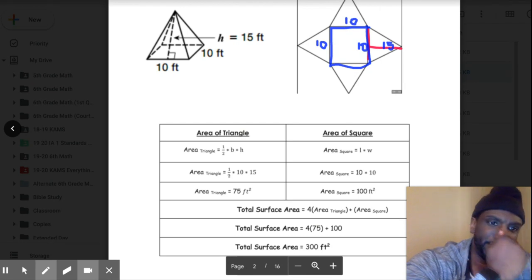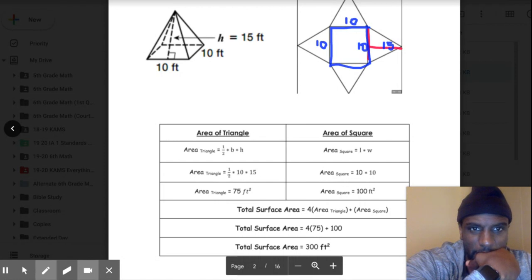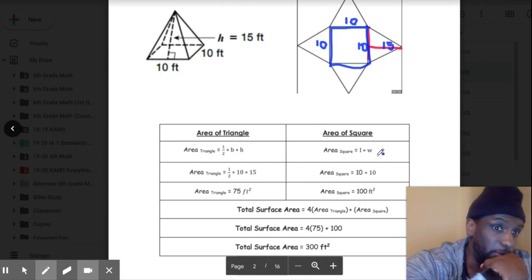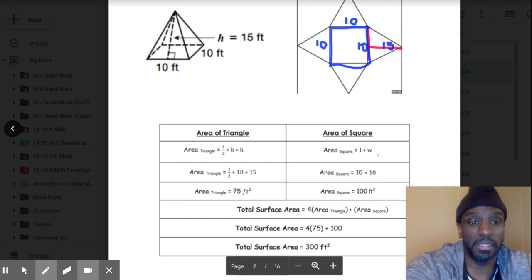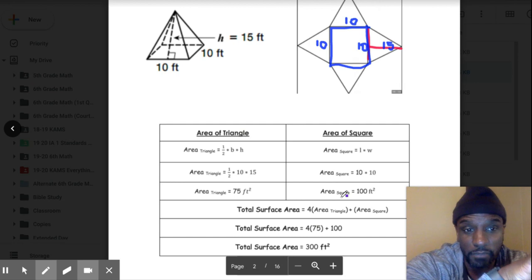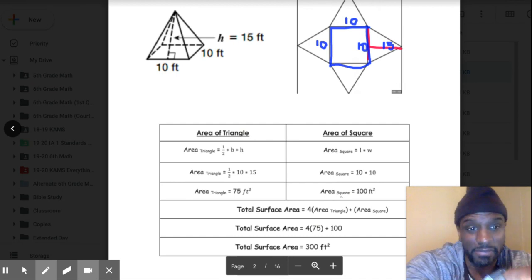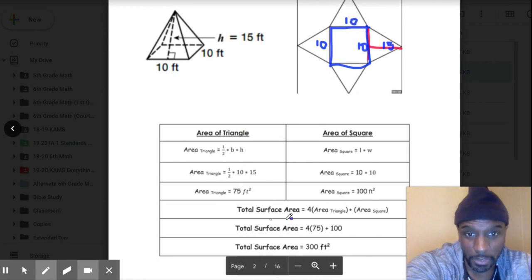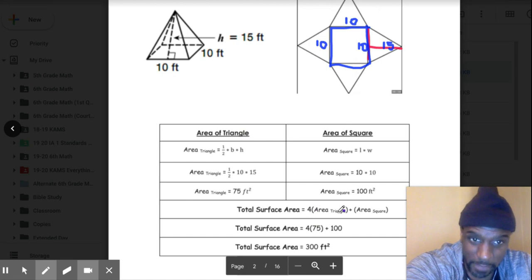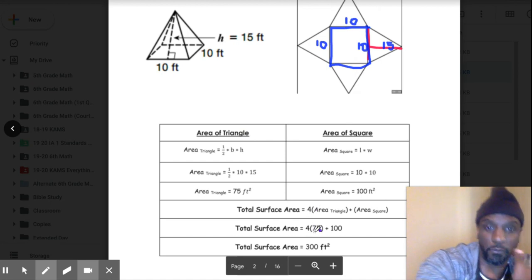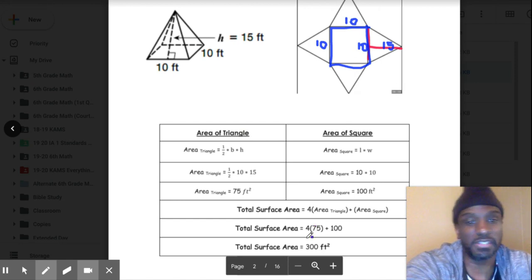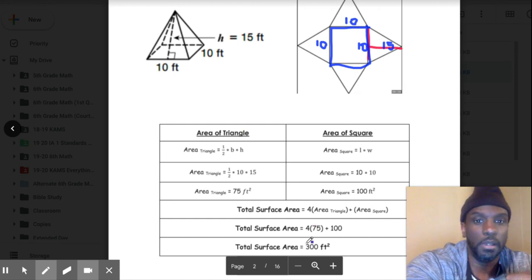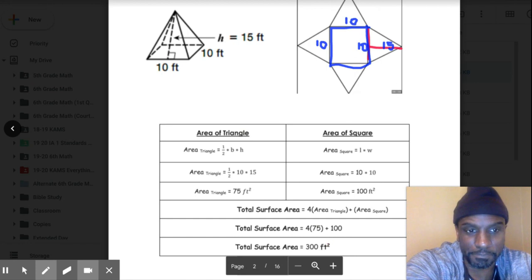Now, here we go. Let's look at the square. The square is easy because both the dimensions are the same. So it will be 10 times 10. 10 times 10 is 100. And so you have 100 for the area of your square. The area of your triangle is 75. The area of your square is 100. Now, remember, you have 4 triangles. So total surface area right here equals 4 times the area of the triangle plus the area of the square. So that will be 4 times 75 plus 100. 4 times 75 is, I see a typo messed me up already. Yes, I did. Okay. This should be 400.